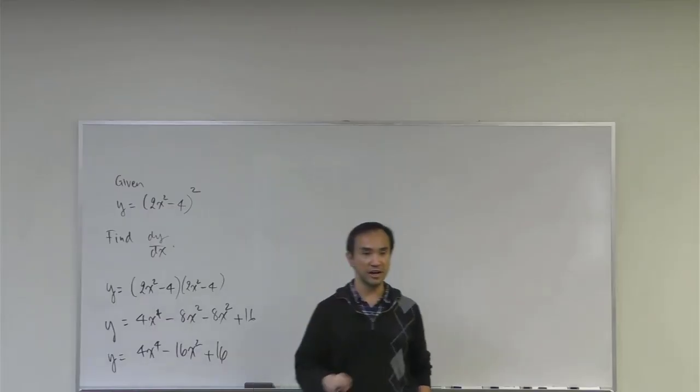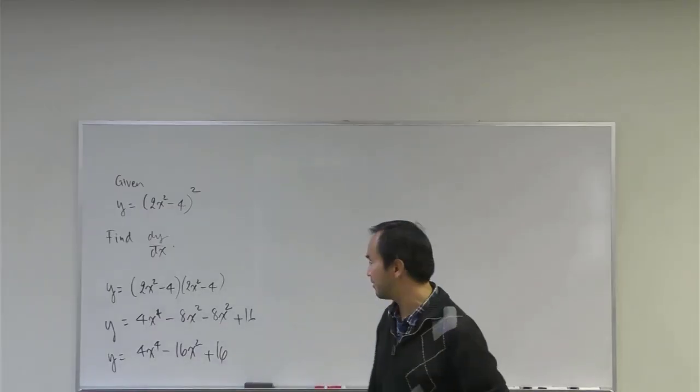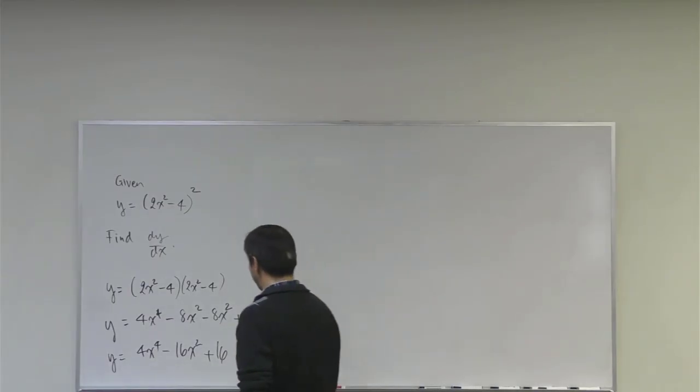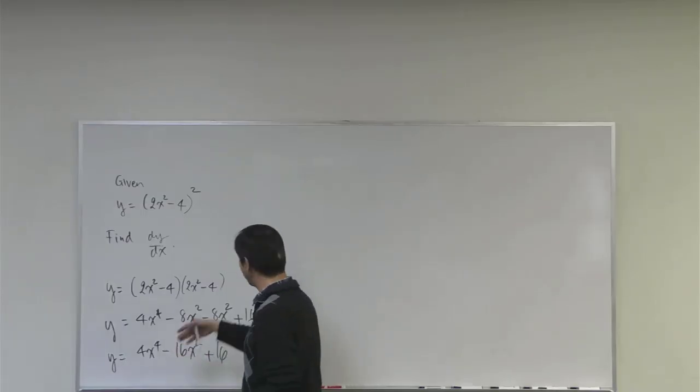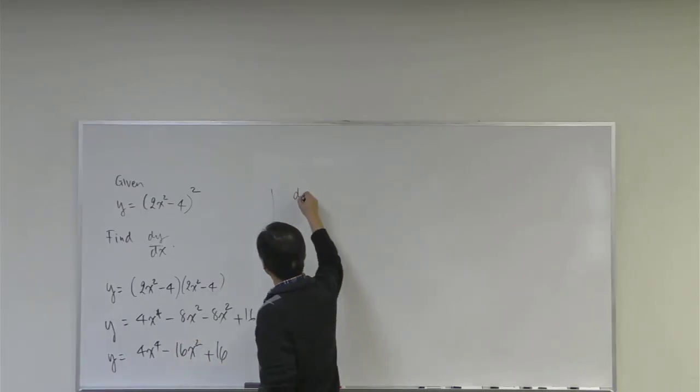So we did our FOILing, and we turned the function into a function of 3 terms with power terms, right? Each term here has a power and a coefficient. And this is where we can use a derivative. We can calculate the derivative easily.